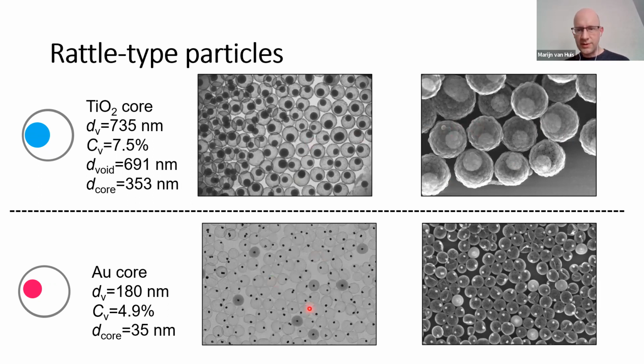Now, these are all TEM images, or this is a STEM image, and here this is a SEM image. Now, in SEM, you typically only see the surface, but the electron beam in a SEM has a certain penetration depth. So here you can see subsurface, you can see through the shell, and you can see also the core within. And we have used both gold cores and titania cores.